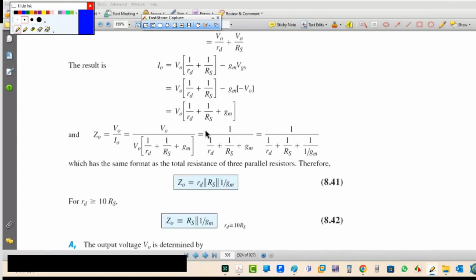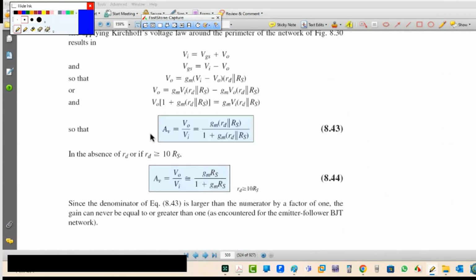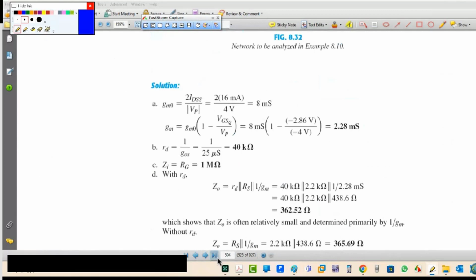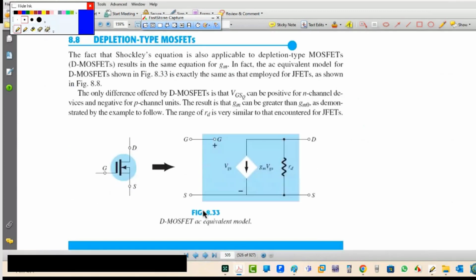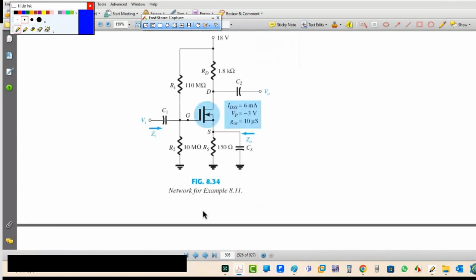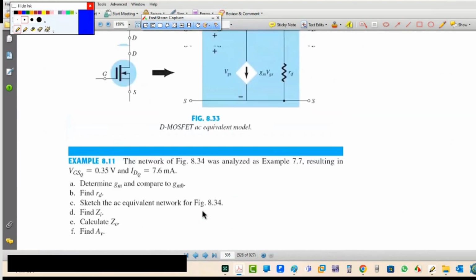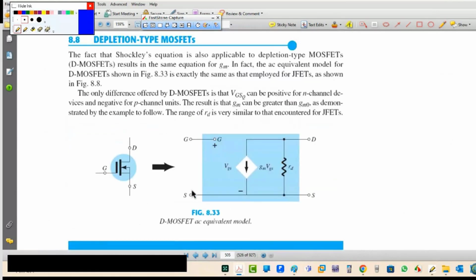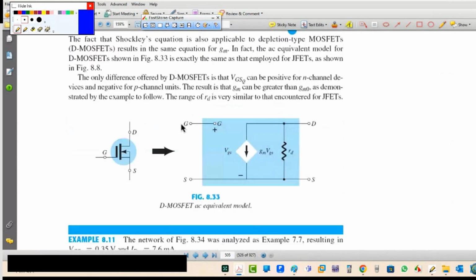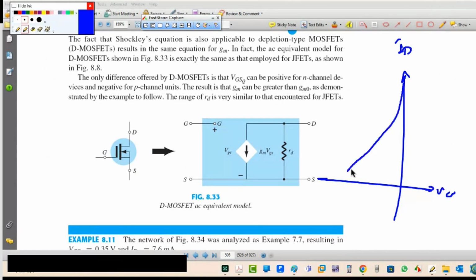See the formulas? Then depletion type MOSFET. Let's check. Same thing for depletion type MOSFET. Here we have N MOSFET. You know, in N MOSFET we can use two modes. First mode is JFET mode, and the second one is enhancement mode. I will draw again. For MOSFET depletion, you remember with me, we have it like this, ID versus VGS.